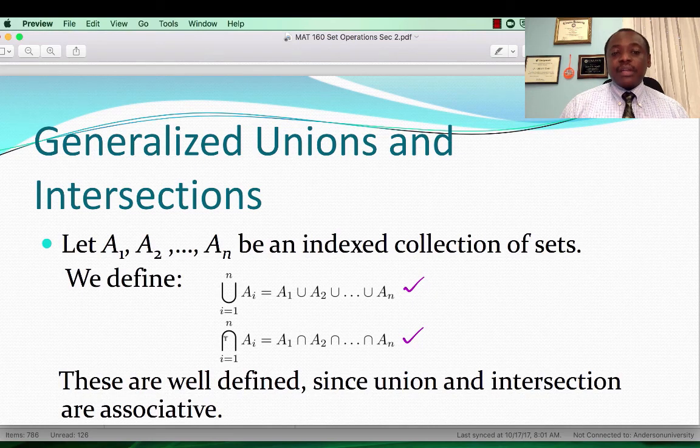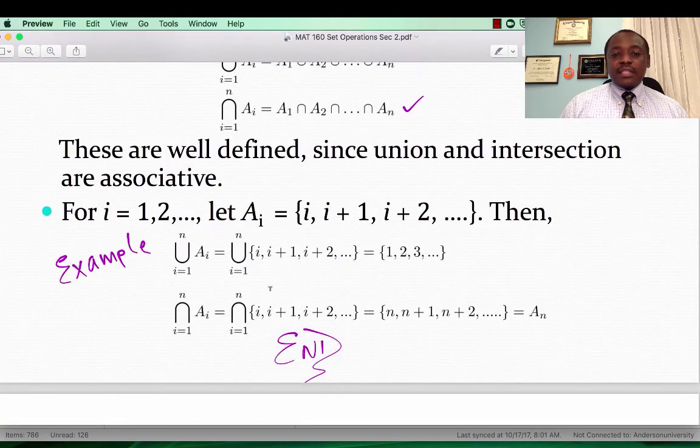So union and intersection, and this is a little example here for you. If I were to define my A_i to be {i plus 1, i plus 2, and so on} right up to infinity, then I can look at the union from i equals 1 to n of A_i, which is just 1, 2, 3 up to infinity, or the intersection from i equals 1 to n, which is just my An, and there will be plenty of other examples we would look at in class.